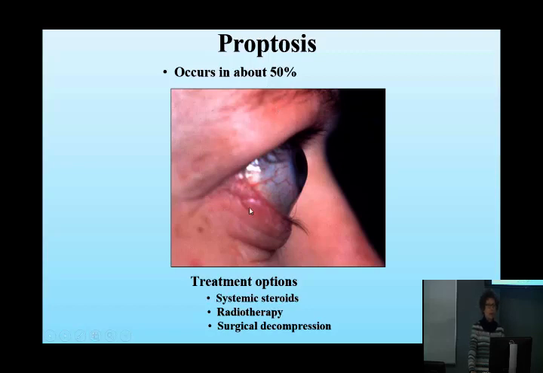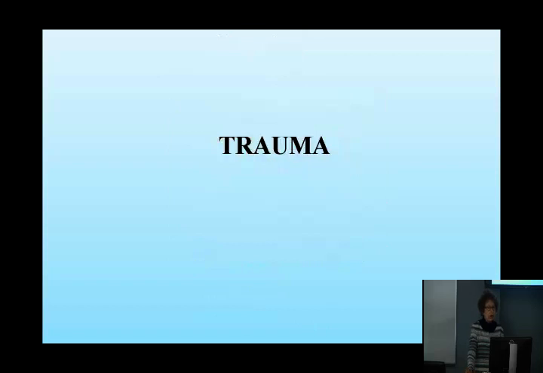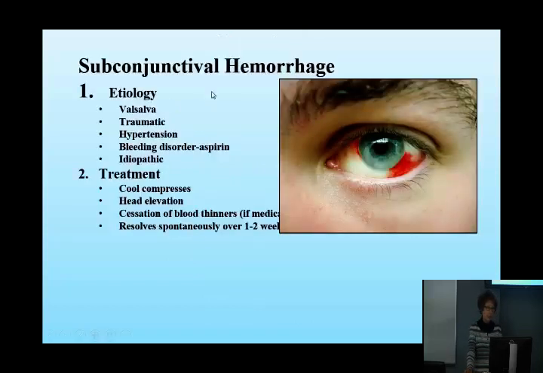And then trauma, if you would like to review on your own, probably the big ones that you'll see, this is a subconjunctival hemorrhage. It's a burst blood vessel. Sneezing can cause this, vomiting can cause this, lifting heavy furniture, not necessarily a hit in the eye. No real treatment, it's a bruise, cool compresses, stay away from aspirin.